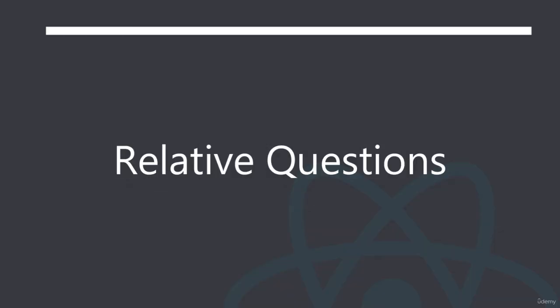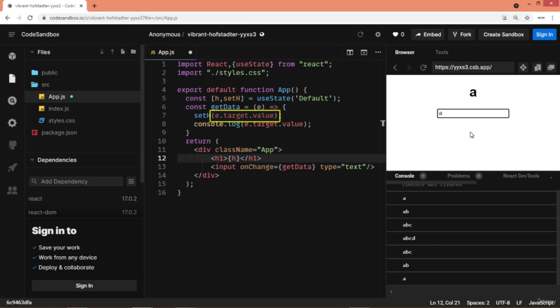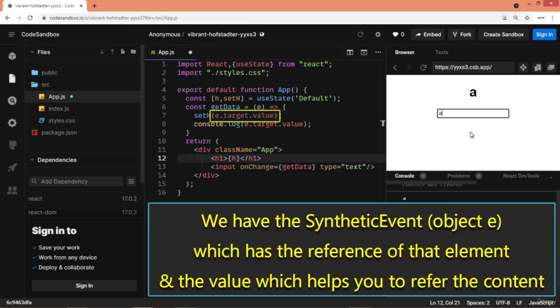Now let's talk about a related question, that is, how do you update the state value when the data is entered in the text box? So as we have seen, we call the e.target.value, and we have the setter function for the state. Important point here is that we have the synthetic event, that is the object e, which has the reference of that element and the value which helps you to refer the content.